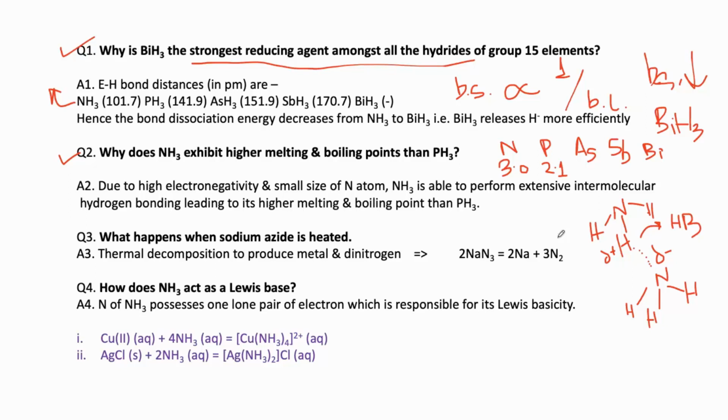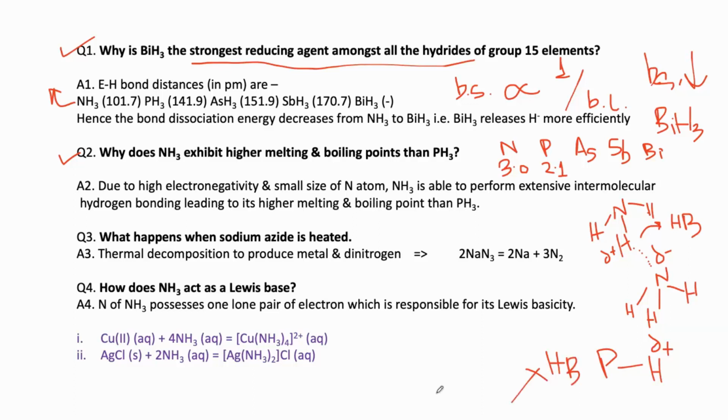But this is not the case with phosphorus, because phosphorus has a very low electronegativity. That's why a significant amount of charge is not on the hydrogen. And phosphorus is also larger in size. So too many PH3 molecules cannot come into proximity to hold up a big intermolecular network. That's why in PH3, such intermolecular hydrogen bonding is not possible.